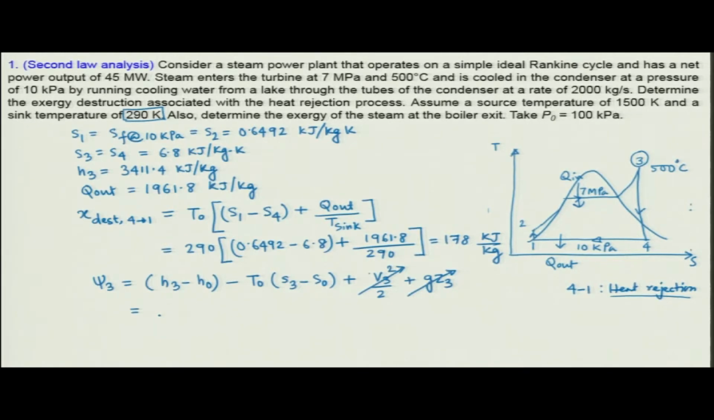Now, if you put in the numbers, H naught you can find as the enthalpy corresponding to 290 Kelvin and 100 kilopascal. That is basically this one. So, P naught is 100 kilopascal and the reference is the sink temperature, that is 290 Kelvin. So, this is nothing but the enthalpy of the liquid water at 290 Kelvin.